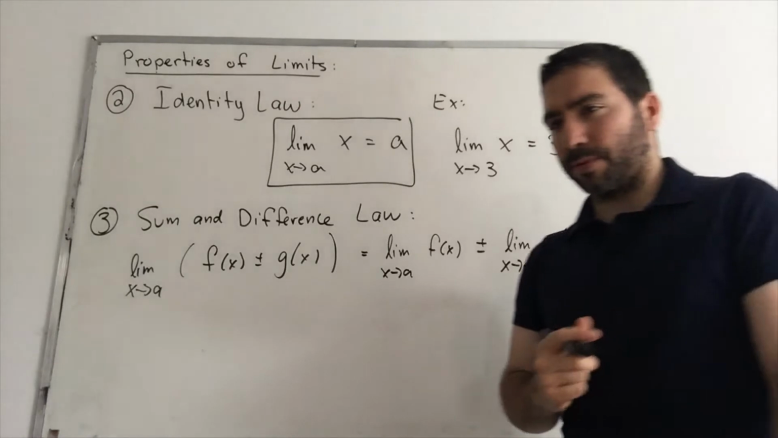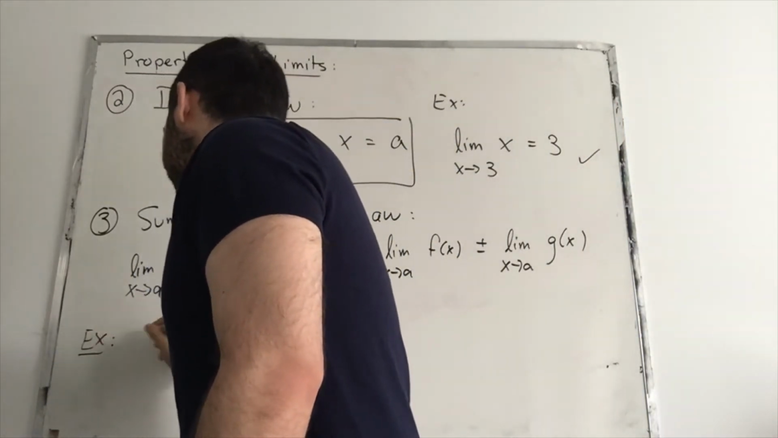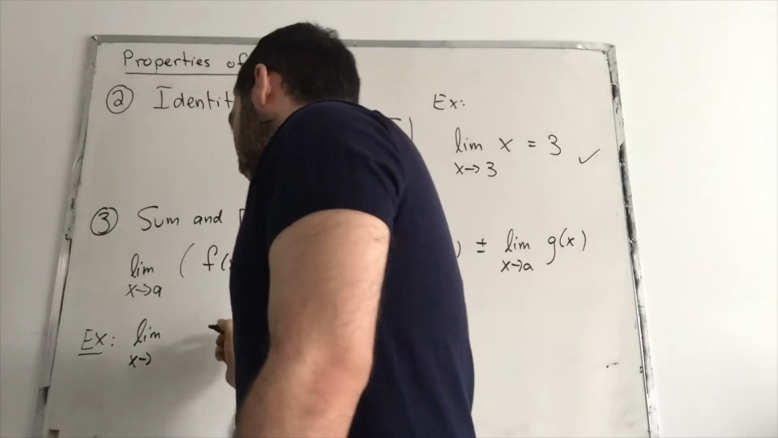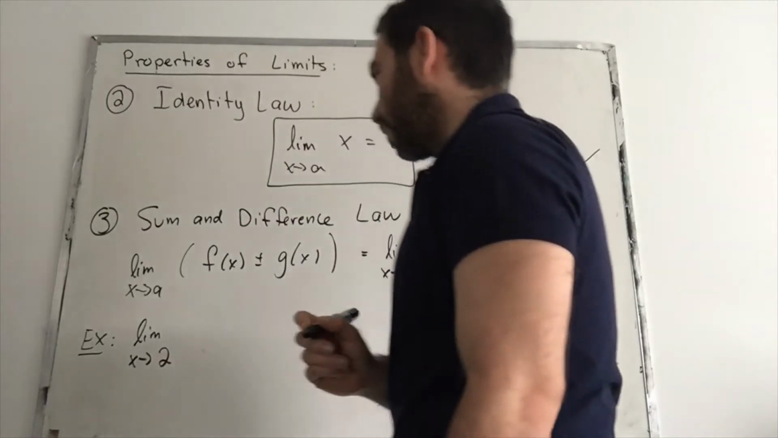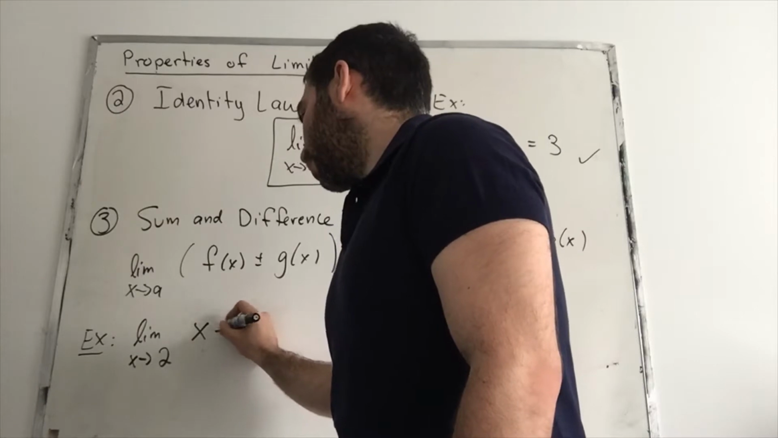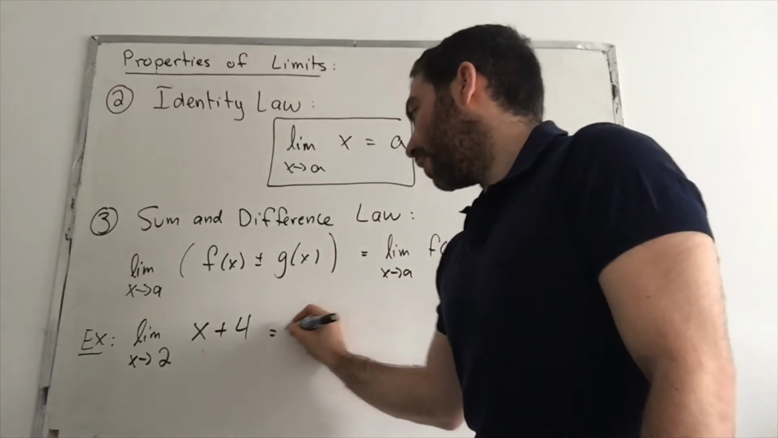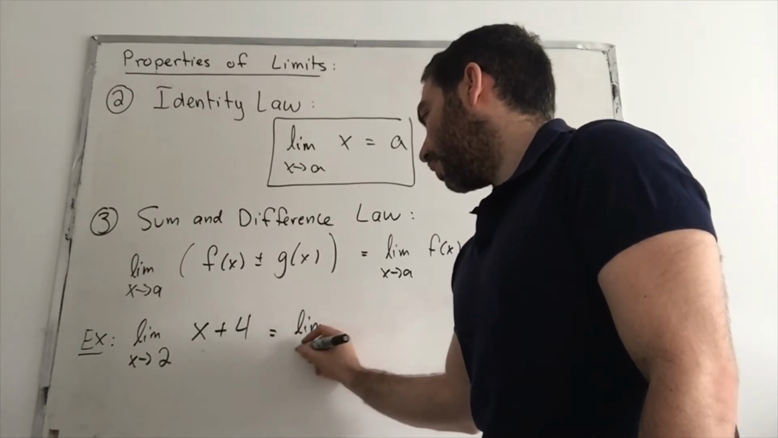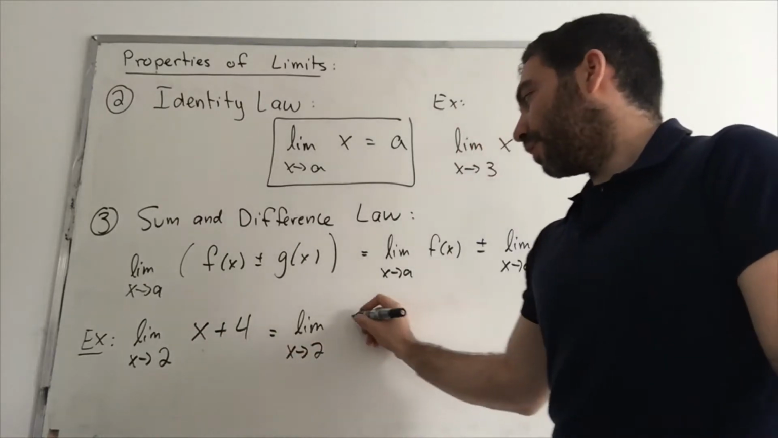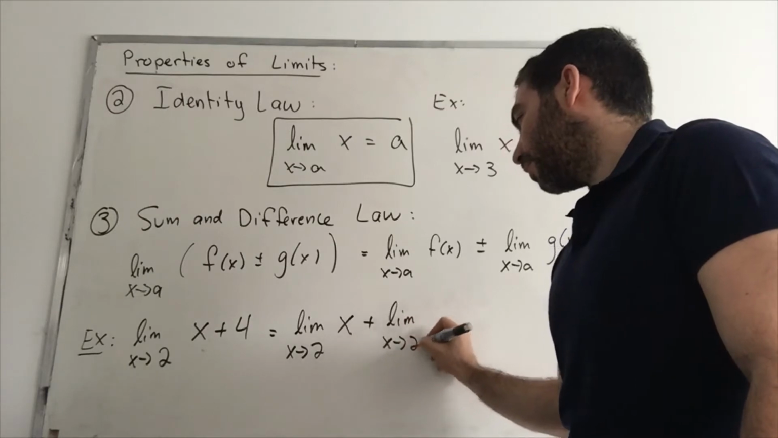Let's take a look at an example, something like, if we take the limit as x tends to 2 of x plus 4. So what we're doing here is we're taking the limit as x tends to 2 of the x and the 4 individually. So this is going to be the limit as x tends to 2 of x plus the limit as x tends to 2 of 4.